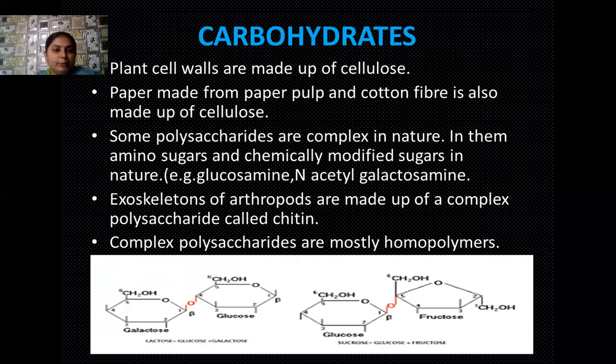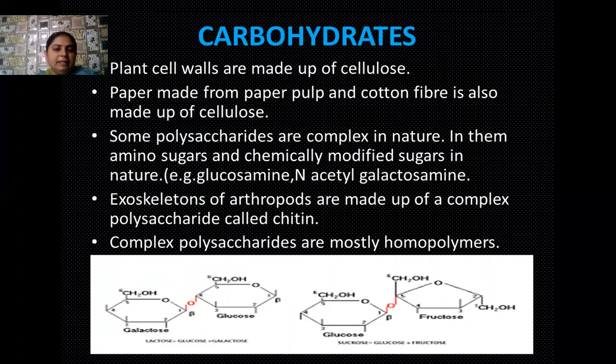Besides this, we also know the exoskeletons of arthropoda, which are members of class Insecta, are made up of a complex carbohydrate known as chitin. One thing you have to remember about these complex carbohydrates is that they are homopolymers in nature. That means all the monomeric units which constitute these complex polysaccharides are generally identical, the same type of monomers.